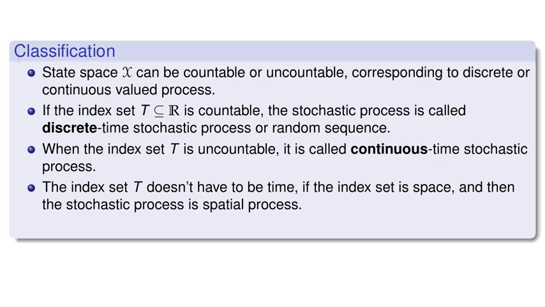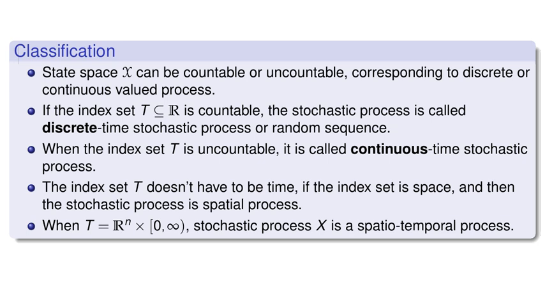It's important to note that the index set T doesn't always have to represent time. If the index set is a spatial domain, then the stochastic process is referred to as a spatial process or a random field. And if T is something like R^n × [0, ∞), space and time, then the stochastic process X is a spatiotemporal process.